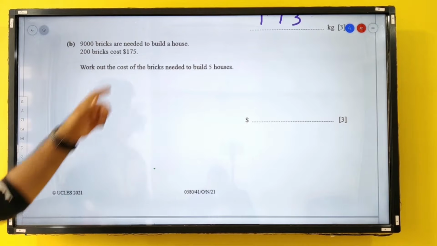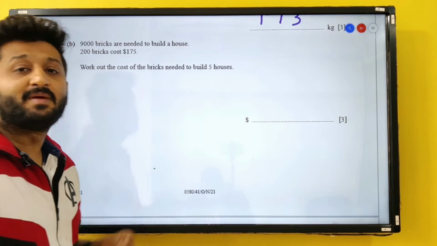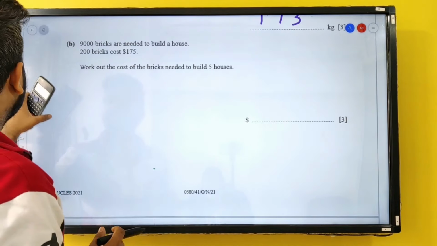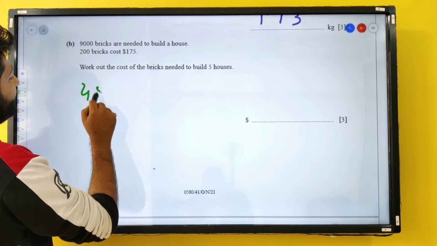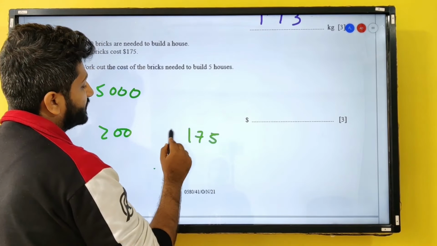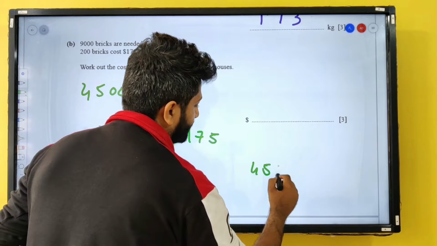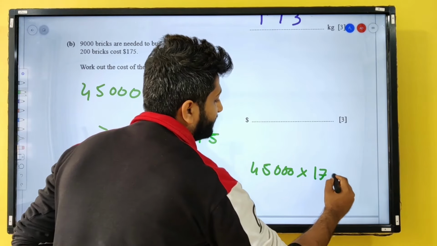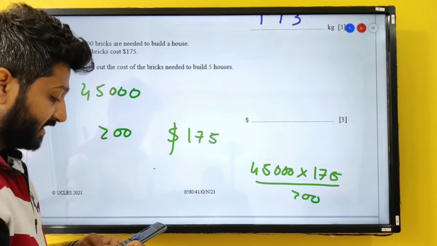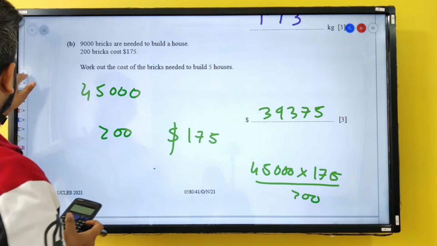B. 9,000 bricks are needed to build a house. 200 bricks cost $175. Work out the cost of bricks needed to build 5 houses. See, 9,000 bricks are needed to build a house and we want to build 5 houses. So in total we need 9,000 into 5, which is 45,000 bricks, and 200 bricks cost $175. So 45,000 bricks are going to cost 45,000 into 175 divided by 200. My final answer is $39375. Next question.